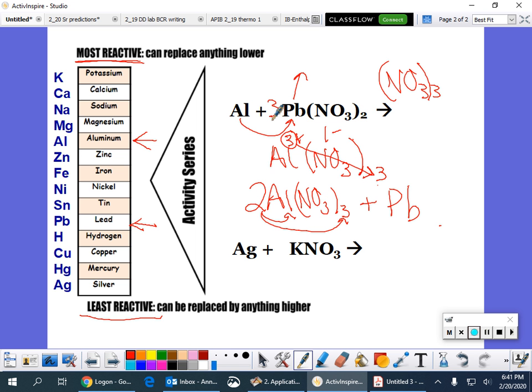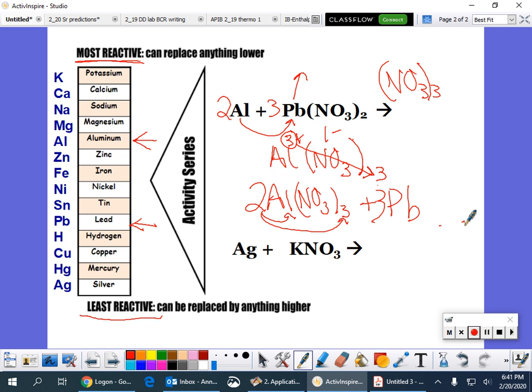So now my nitrates are balanced, but I have 2 aluminums in my products and just 1 in my reactants. So I need to put a 2 here. And I have to balance my lead out between my reactants and my products, so I'm going to put a 3 here. That's about as complicated as it's ever going to get when you're balancing a single replacement reaction. Pretty straightforward, only have to make a couple of changes. So that's our final balanced reaction with our final products of this single replacement reaction.